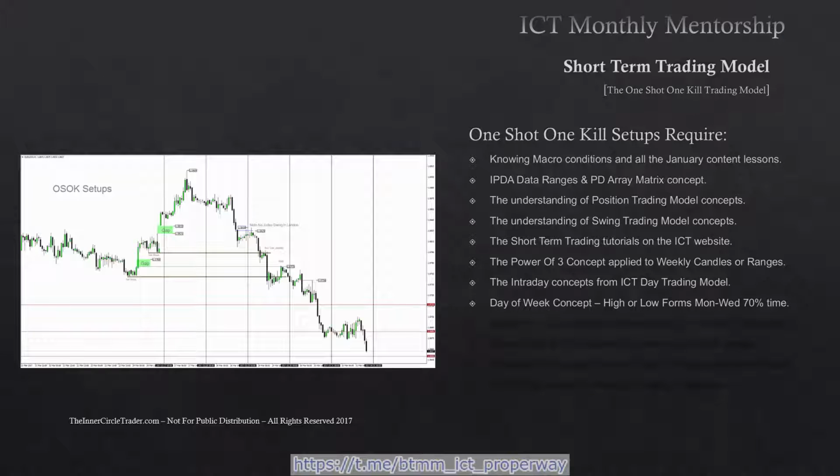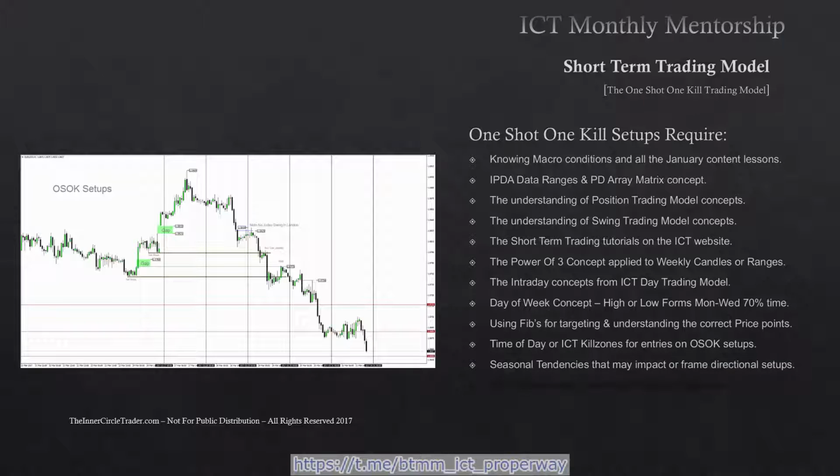day of week concept, looking for the high or low to form on Monday through Wednesday with the 70% odds of it happening, using fibs for targeting and understanding the correct price points, time of day or ICT kill zones for entries on one shot, one kill setups. And you need to know the seasonal tendencies that may impact or frame directional setups. And lastly, you need to understand the COT or Commitment of Traders analysis and commercial hedging programs.